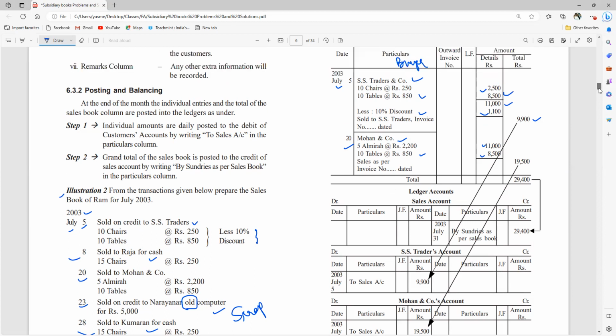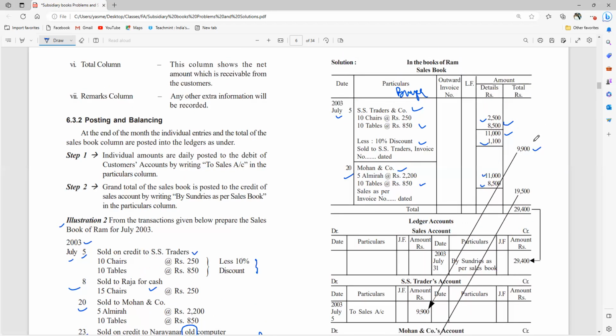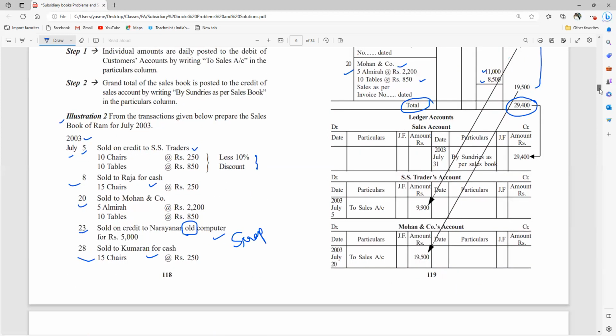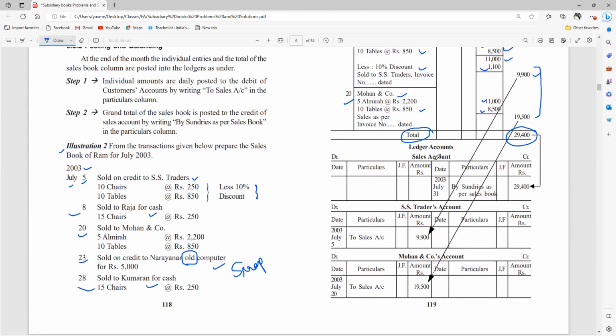So the total of these two transactions is 9,900 plus 19,500. The total is 29,400, which is the total of your sales book, and that should be credited in the sales account if we are preparing a sales account. If we prepare the ledger accounts from this, the total of 29,400 is recorded in the sales account.